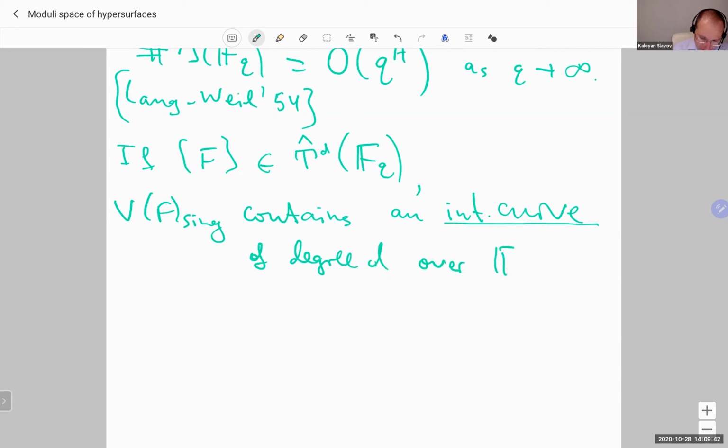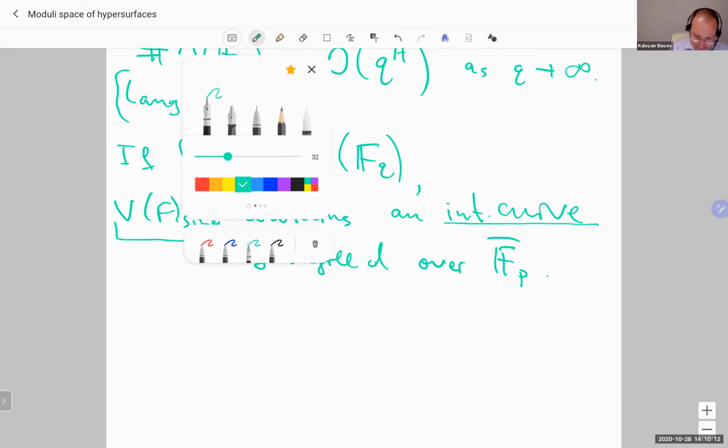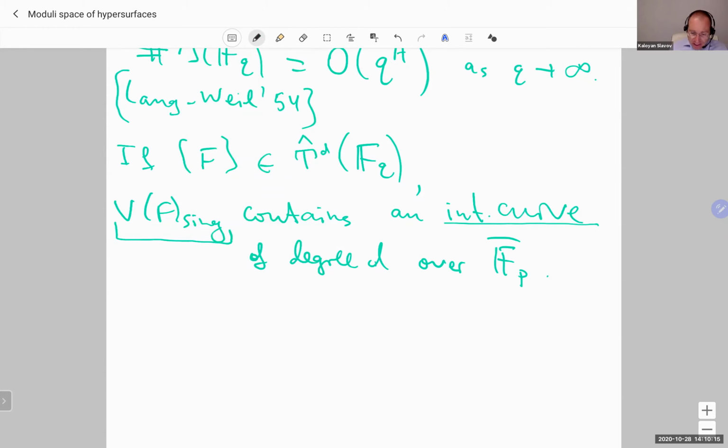over FP bar. F is a non-zero polynomial with coefficients in FQ of degree L up to scaling. Consider F with coefficients in FQ bar, and then the singular locus, the vanishing of F along with its partials, contains an integral curve of degree d. This is the description of this set TD hat, TD check. Okay, so we have to give an upper bound on that.